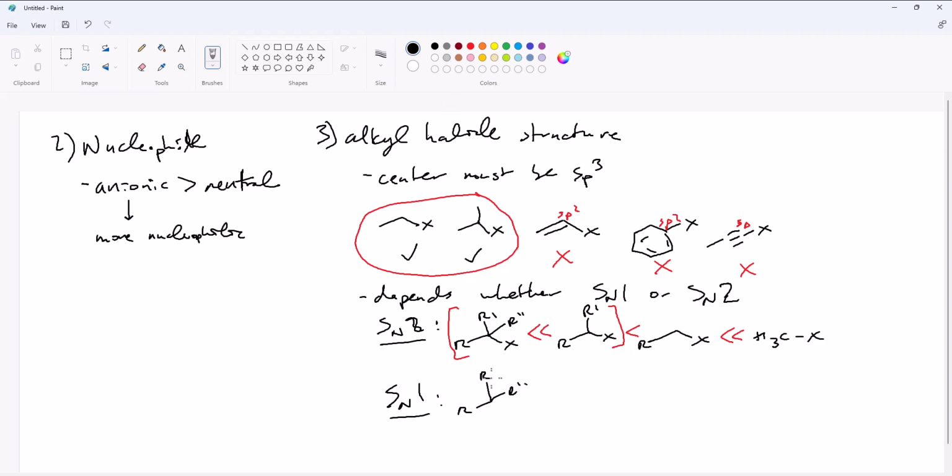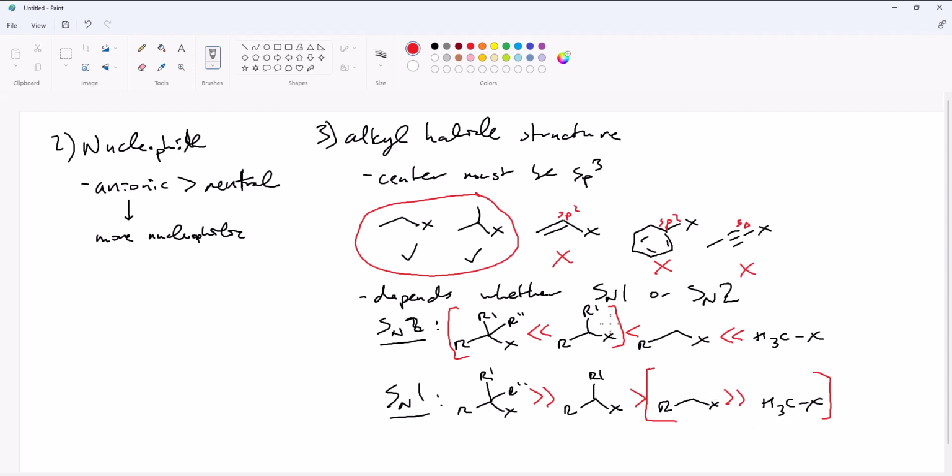If we look at the SN1 mechanism, I'll just draw these out. So we have a tertiary center, a secondary center, a primary center, and then a methyl center. If we look at this, we see that the trend is actually reversed. So tertiary is going to react much, much faster than secondary, which reacts faster than primary, which reacts much, much faster than methyl. And we can even put these in brackets and say that these really won't react via an SN1 mechanism. They're so slow that we essentially say this doesn't happen.